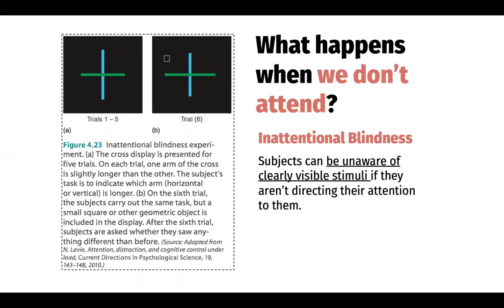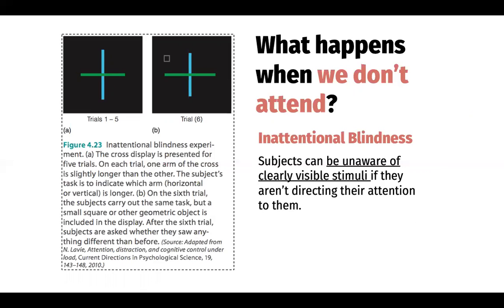Inattentional blindness occurs when people are unaware of clearly visible stimuli because they are directing their attention elsewhere. You can see from the experiment done by Mack and Rock in 2007, they had participants view the cross stimulus shown in figure A. The cross was presented for 5 trials, and the observer's task was to indicate which arm of the briefly flashed cross was longer. Is it the horizontal or the vertical? This is a difficult task because the arms were only slightly different in length, the cross was flashed rapidly, and the arm that was longer changed from trial to trial.